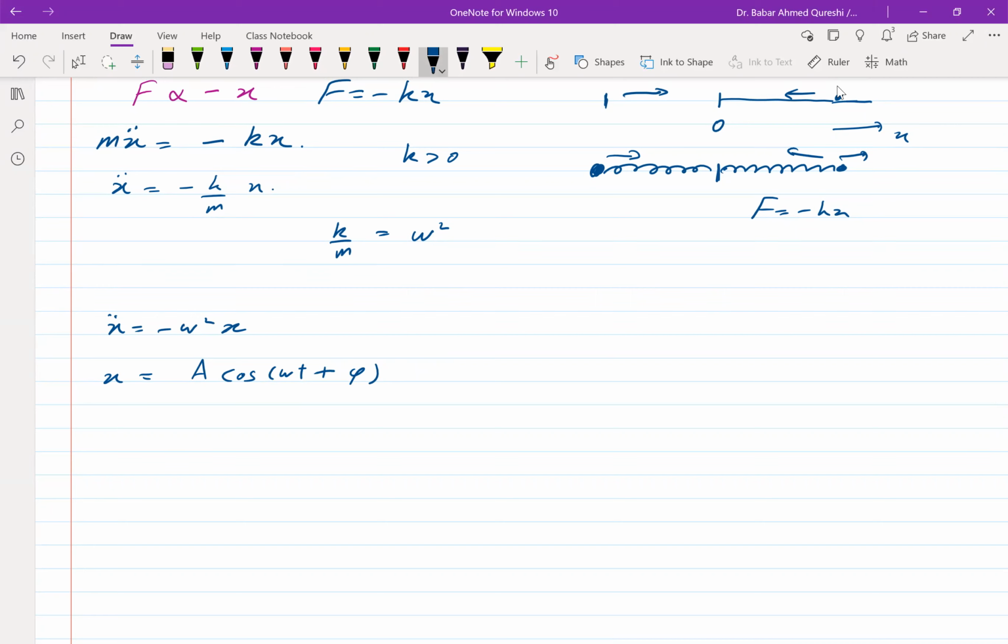It's a second order differential equation, so the solution has two constants.